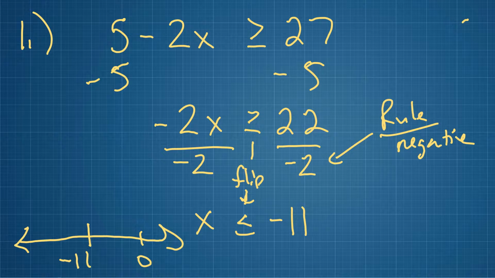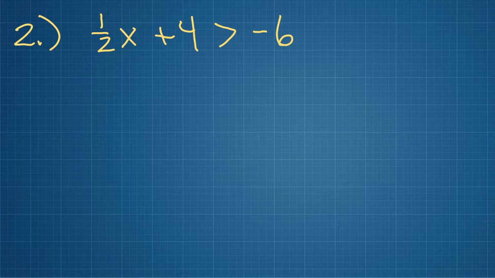I'll put 0 on there as well. It's a closed dot. And I'm going to shade to the right. And make sure you put your own arrow. You've got to put an arrow for your shaded region. So I shaded to the right. It's a closed dot. All right. That's it.